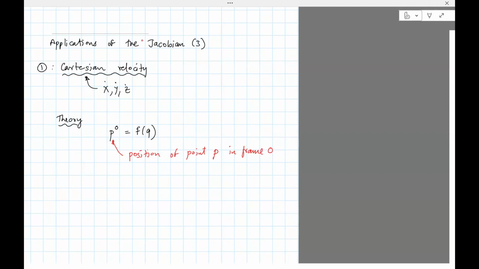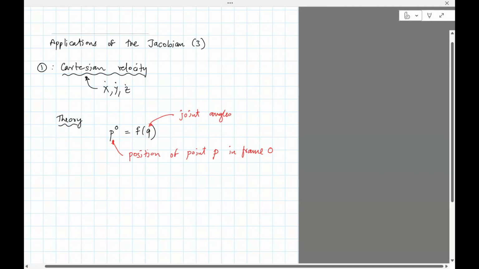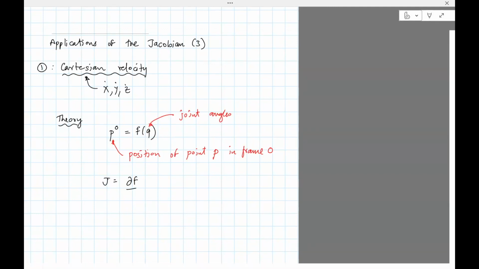How do you get that? We've talked about how to do that using the homogeneous matrix. Q here is going to be the joint angles. So we can write that function because we've seen how to do that. Now what I'm going to do is take the derivative, define the derivative of f, df dq.